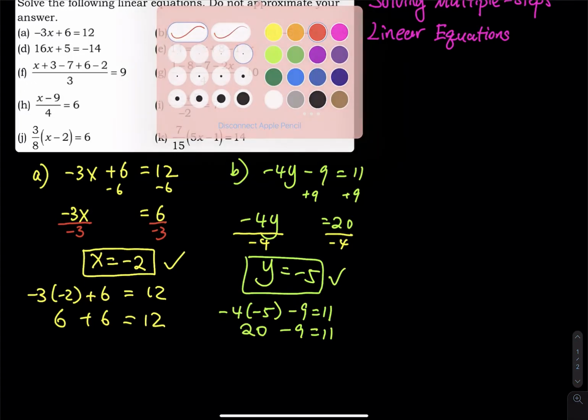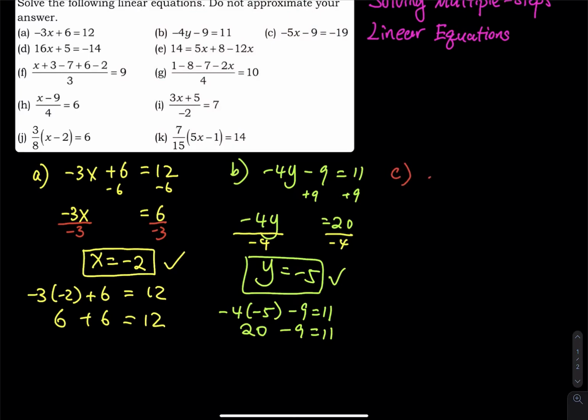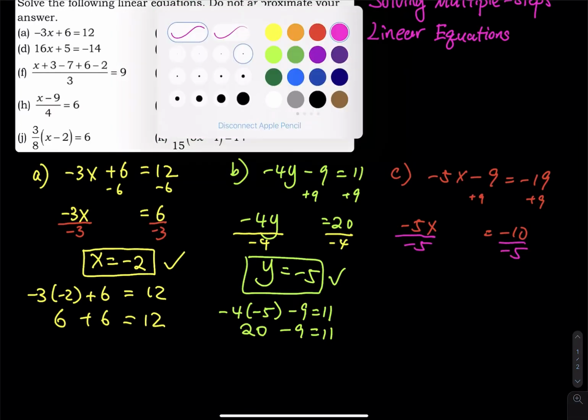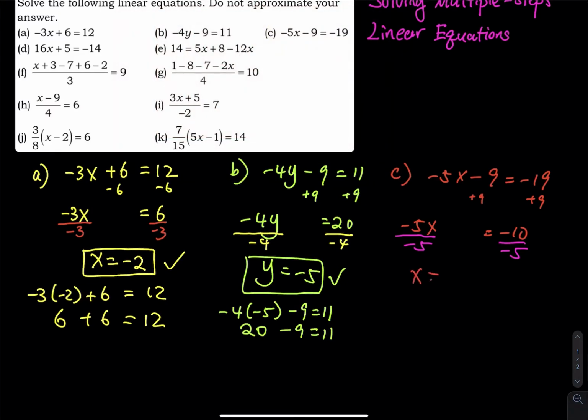And then C, we have negative 5x minus 9 equals negative 19. So this is a minus 9, right? So I will just add 9 on both sides. So negative 5x minus 9 plus 9 is equal to 0. And then negative 19 plus 9 is equal to negative 10. And then you divide both sides by negative 5. So divide both sides by the number in front of the letter. That is x equals 2.